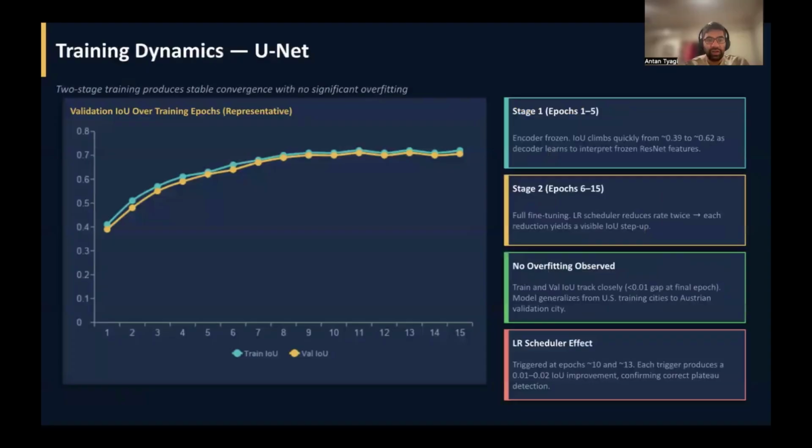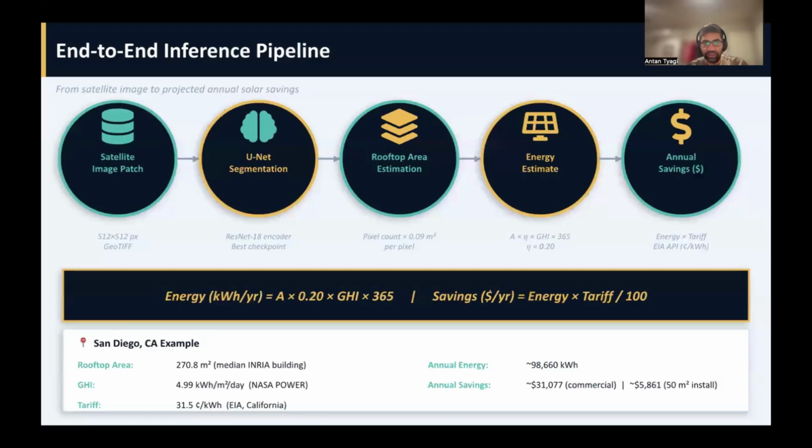If you look at the training and validation graph, they follow each other closely. In stage 1, we see a jump start from 0.39 to 0.62. Then after full fine-tuning, we finally observe the IoU going to 0.7. Since the train and validation performance track closely, the model is generalizing well from US cities to the Australian validation city. And we trigger the learning rate scheduler at epochs 10 and 30, and both of them produce IoU improvement.